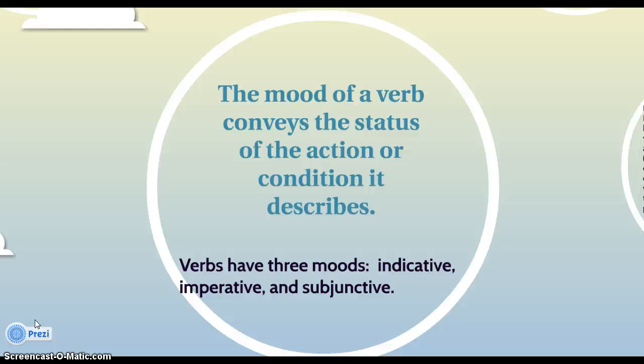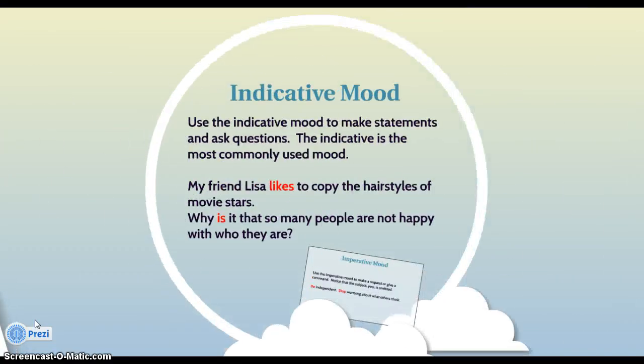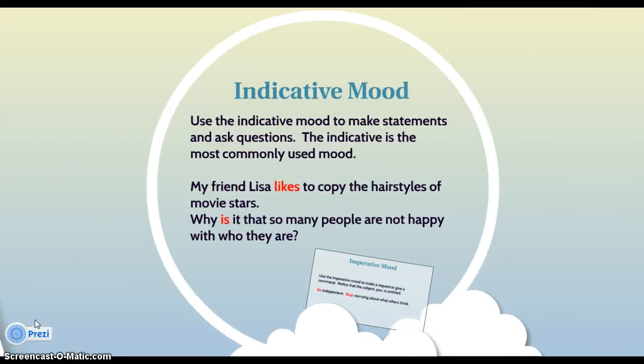There's three moods of verbs: indicative, imperative, and subjunctive. So let's find out what those mean. The indicative mood of a verb is what you use to make statements and ask questions. And because statements and questions are common, the indicative is the most commonly used verb mood. So let's look at some examples.